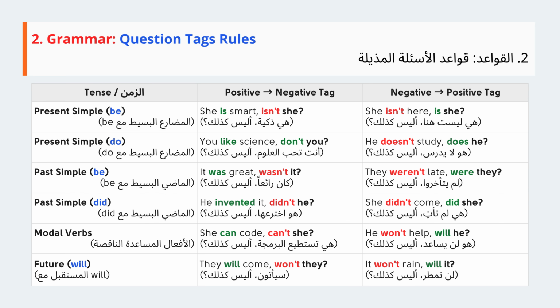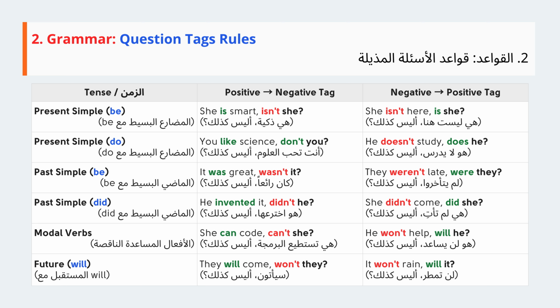For past simple with the verb to be, positive. It was great, wasn't it? Negative. They weren't late, were they? For past simple with the auxiliary did, positive. He invented it, didn't he? Negative. She didn't come, did she? For modal verbs, positive. She can code, can't she? Negative. He won't help, will he?